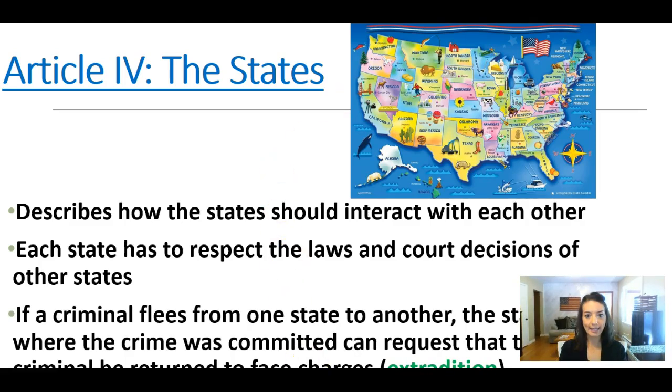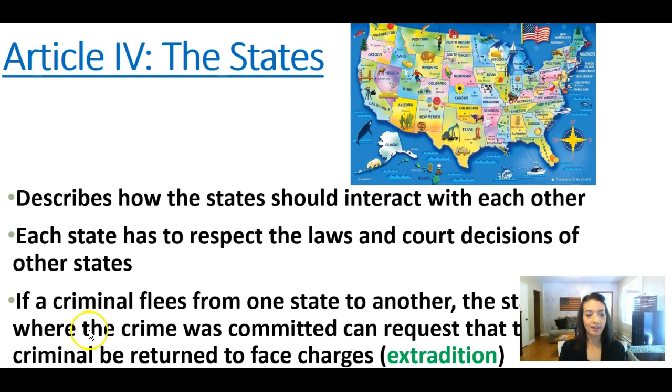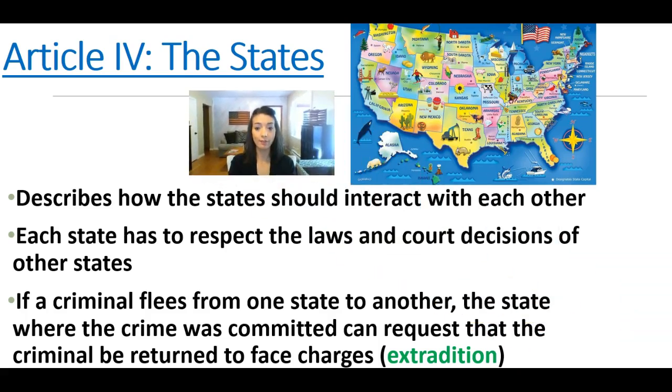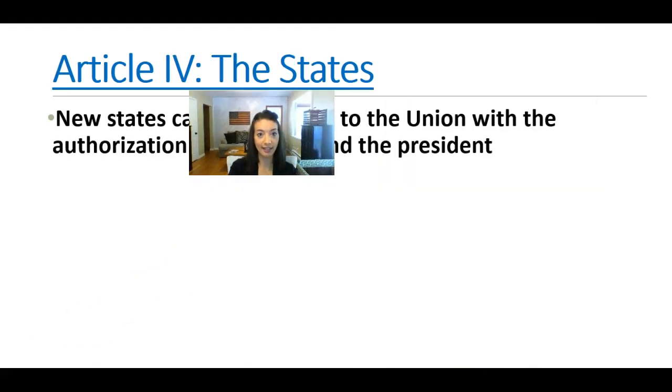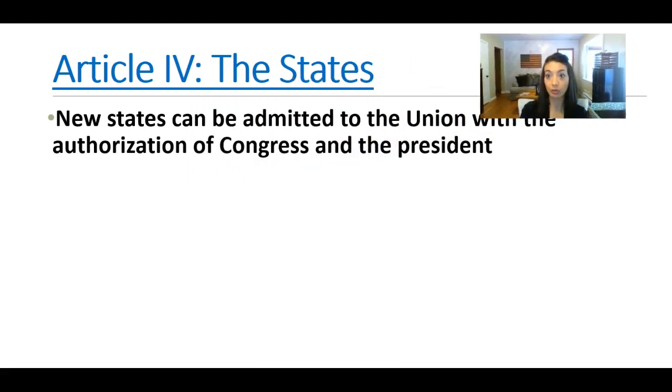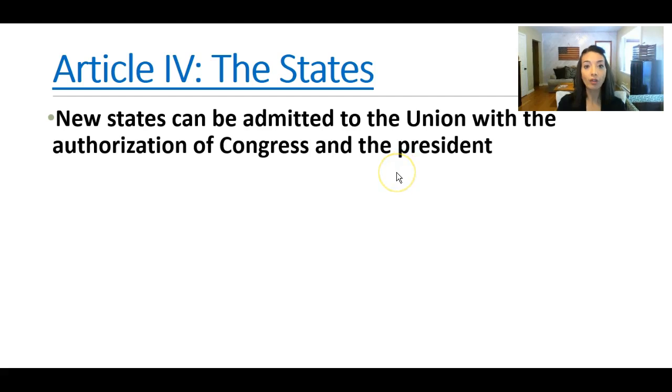Okay, and moving down again. This one reads, if a criminal flees from one state to another, the state where the crime was committed can request that the criminal be returned to face charges, and that term is worded as extradition. Continuation of the states. It says new states can be admitted to the Union, so to the country, with the authorization of Congress and the President.